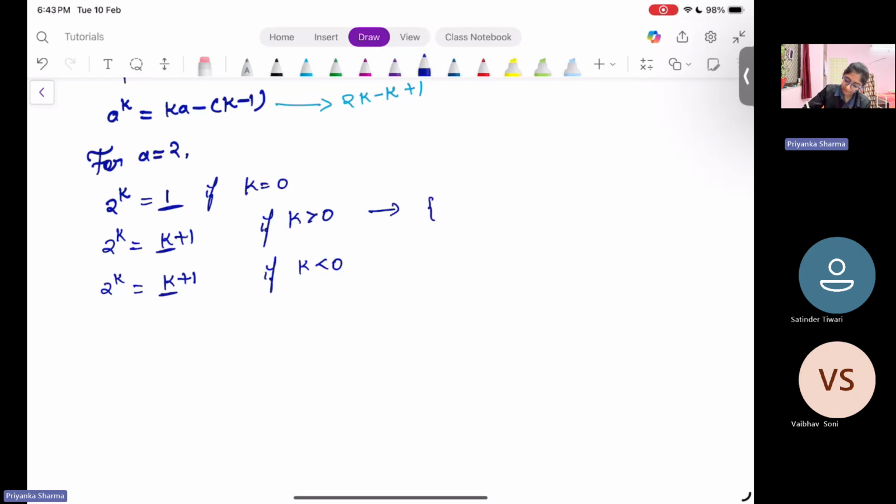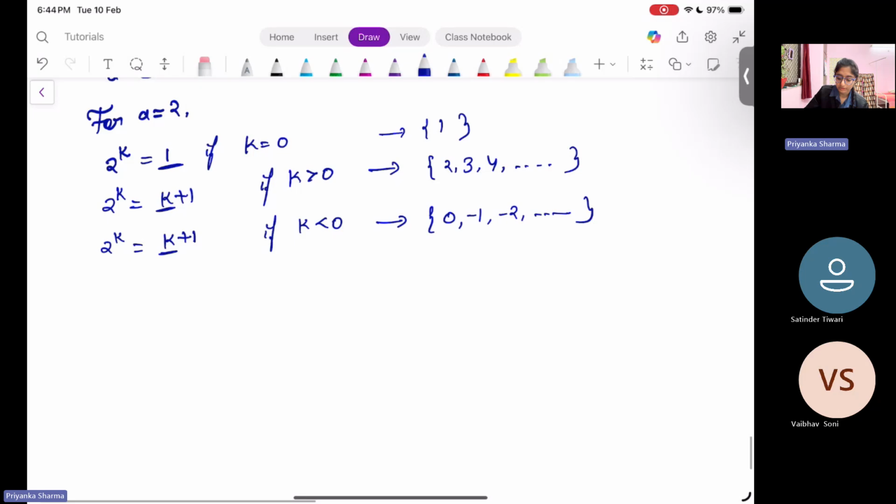Here you will get which kind of elements? So plus 1. So you will get here 2, 3, 4, and so on. And here you get only 1. And here, k less than 0 means minus 1, so you will get 0. And for minus 2, you will get minus 1, minus 2, and so on. Okay. So this is how you covered all the integers. So that's why you can say that this Z with respect to this binary operation star is generated by 2.